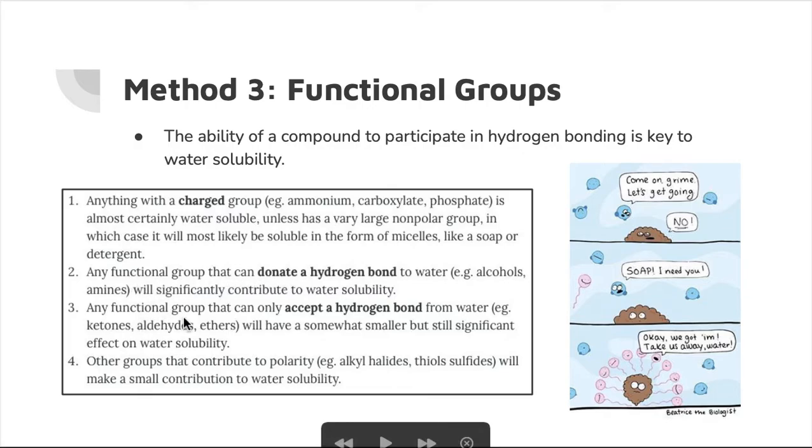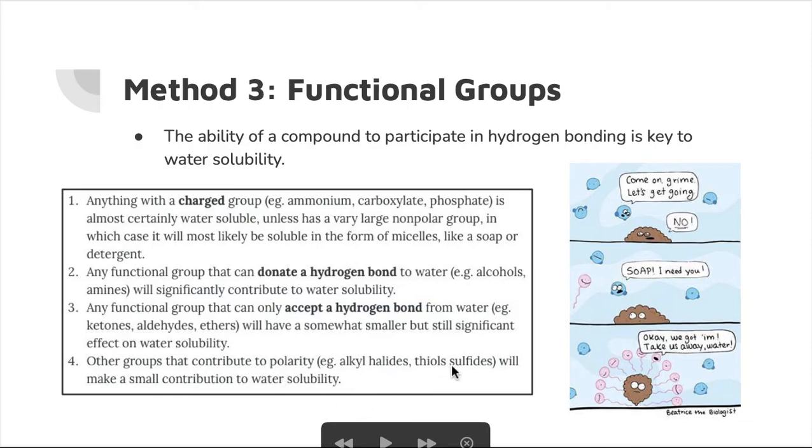So the third condition is any functional group that can accept a hydrogen bond from water. The examples were ketones, aldehydes, and ethers, and it says they have a somewhat smaller but still significant effect on water solubility. Accepting basically just means you have a polar group, but not one that has a hydrogen in it. So it could be a C-O bond, which is what is happening in all of these. Ketones and aldehydes have a carbonyl group, which is a C double bonded to an O, and an ether has the R groups attached to either side of the O. So that would make ketones, aldehydes, and ethers also quite soluble in water, but not as much as alcohols and amines or charged groups.